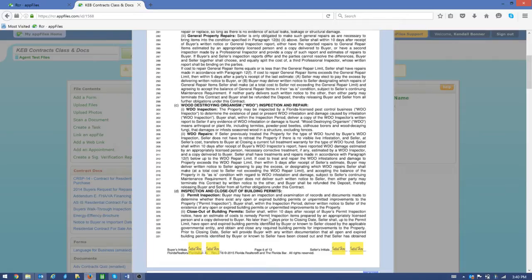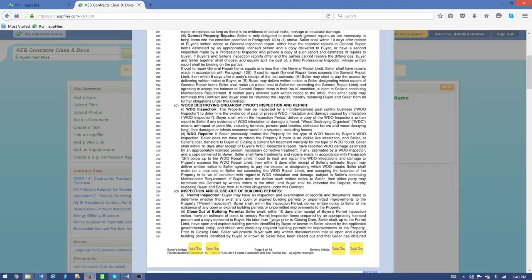So they're determining whether there's past or present WDO infestations and damage. Again, during the inspection period, the buyer's got to tell the seller, hey, we've got evidence of WDO. And it also defines what that is.